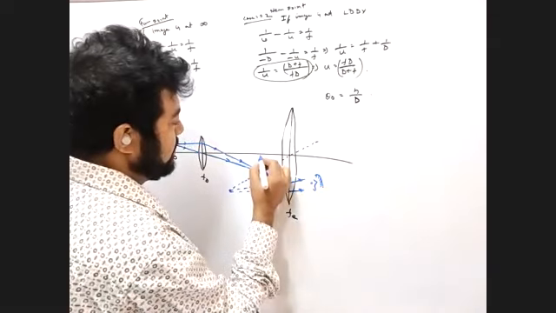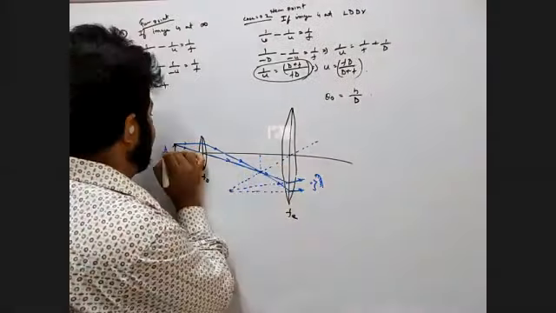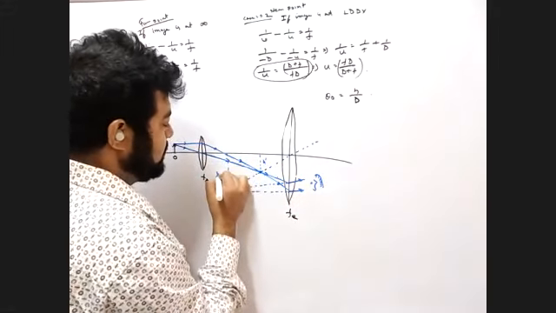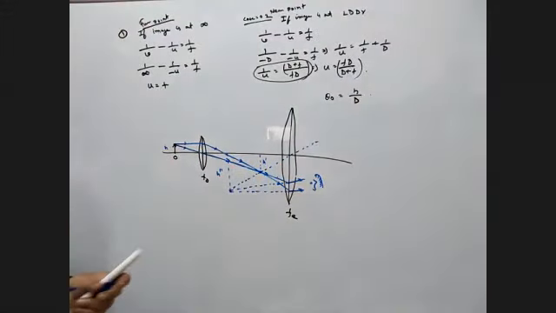I can see the object here. If this is H, this is H dash, this is H double dash. Okay, everyone. Is it okay?